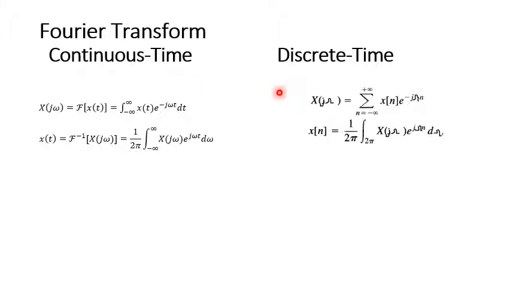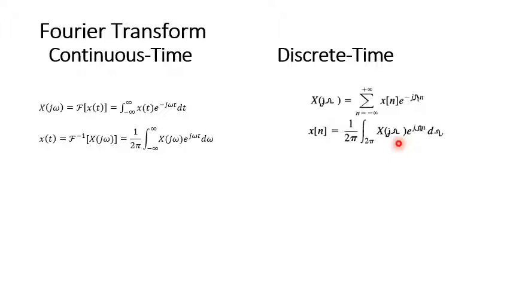Similarly, the Fourier transform used for discrete time signals is called the discrete time Fourier transform, and it has the analysis equation as this one, which is also a conversion from the time domain into the frequency domain. In this formula, the input signal is the time domain signal, whereas in the output we get the frequency domain signal. And because this is a discrete time signal, the maximum frequency range is from 0 to 2 pi.